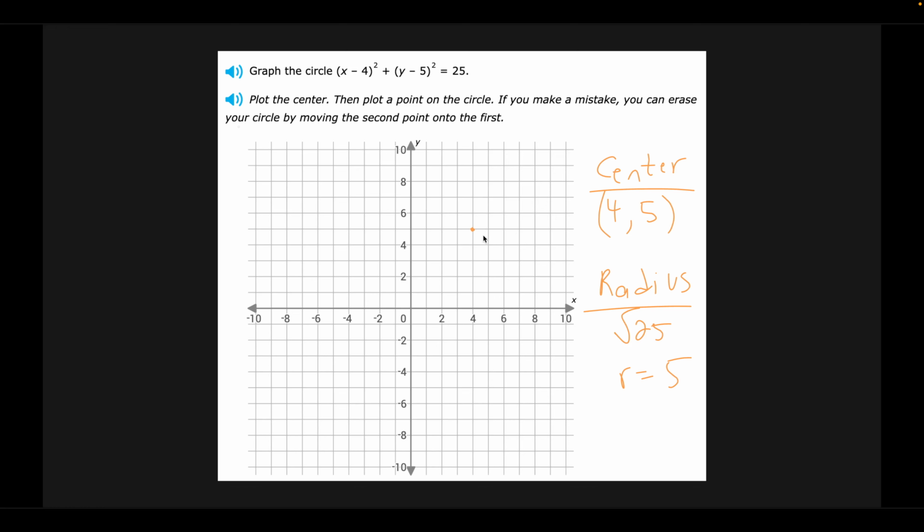So I'm going to count 1, 2, 3, 4, 5 here: 5 up, 5 down, and 5 to the left. And now I'm going to draw you a terrible circle. There it is, but this is a rough sketch.